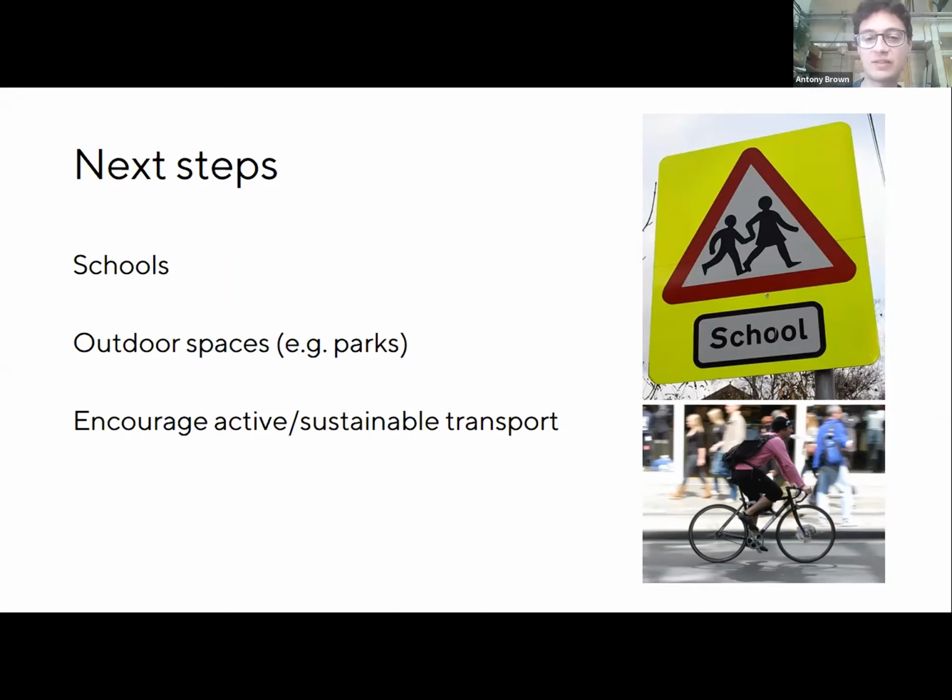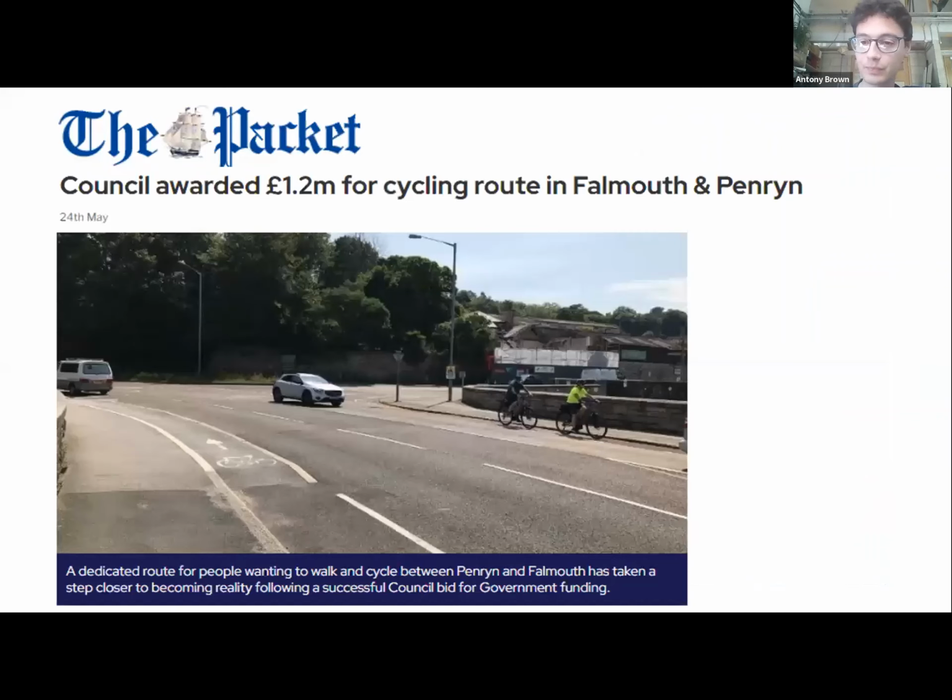And the fact that these sensors have these data visualizations has the potential to encourage active transport. If people are seeing that we've got high levels of pollution in certain locations, it might change people's behavior. Very recently, there's been new funding announced for a cycle route between Falmouth and Penryn. Currently I'm talking to people at Cornwall Council to measure air pollution using these sensors before and after the cycle lane is implemented, to see if it has any effect on air pollution locally.